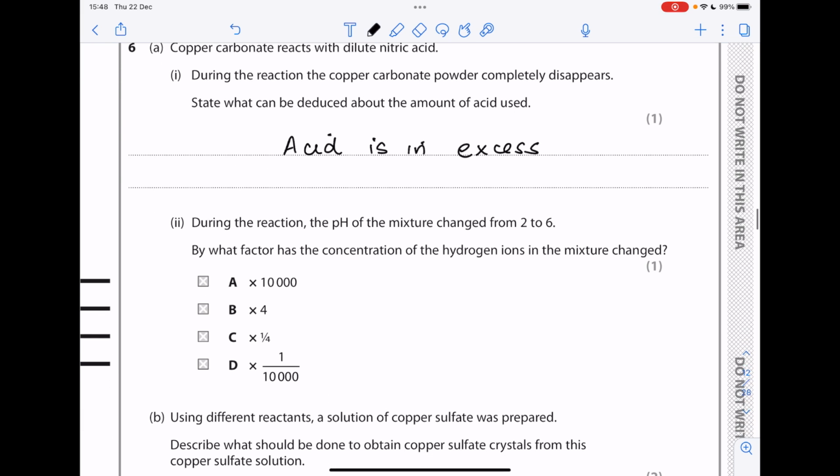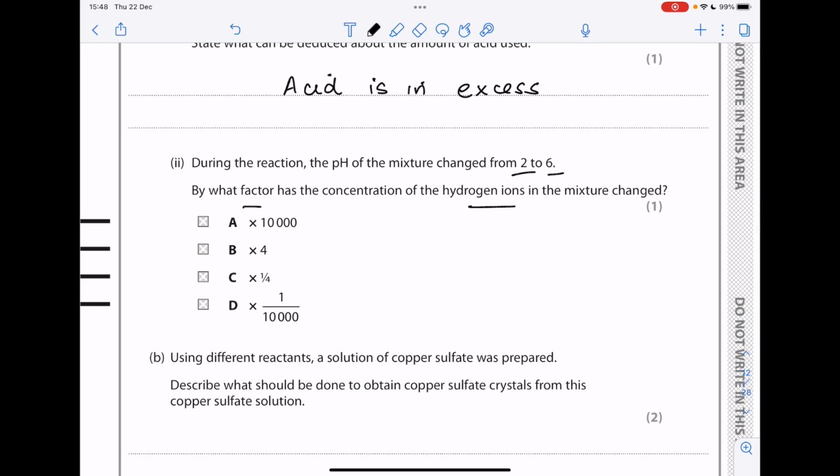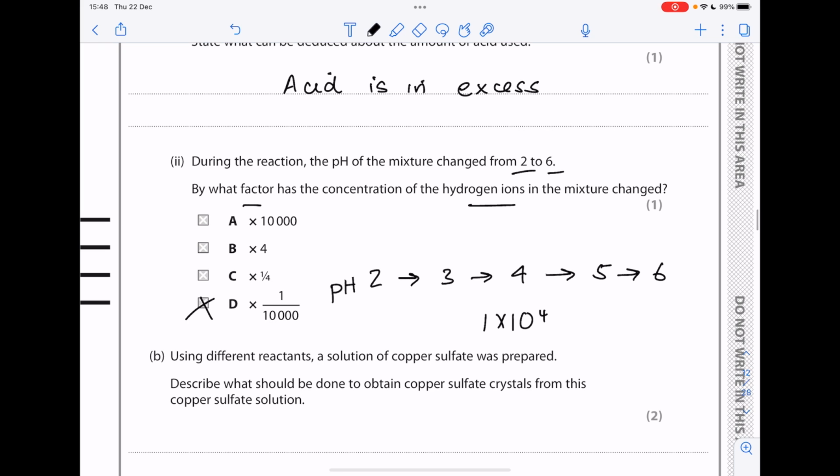During the reaction, the pH of the mixture changes from 2 to 6. By what factor has the concentration of hydrogen ions in the mixture changed? So let's have a look. We've gone from pH 2, 3, 4, 5, and 6. And remember, the pH changes by a factor of 10 each time. It's becoming less acidic as that pH increases. So just count it: 1, 2, 3, 4. 1 times 10 to the 4. So it's this one here because it's getting less acidic.